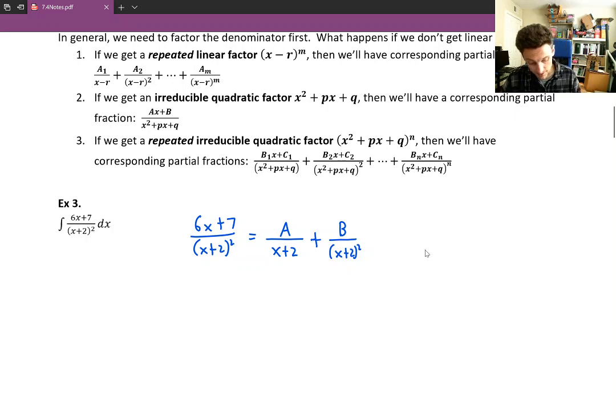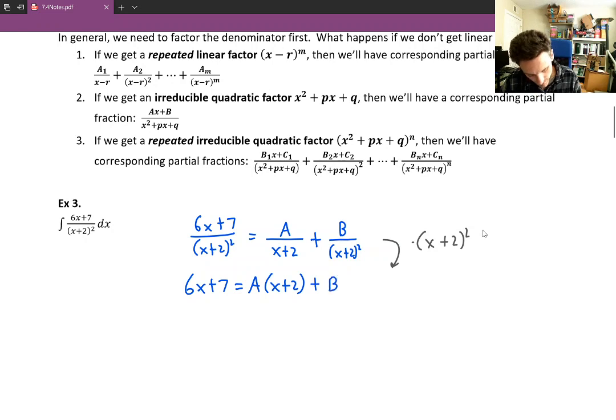All right, now the same kind of technique applies. First, we're going to clear the fractions by multiplying both sides by, in this case, (x + 2)^2. That clears out the little fractions and the big fraction on the left as well. And so we're left with 6x + 7 = A(x + 2) + B. One of the (x + 2)'s cancels, and you get one of them left, and then plus B with nothing left over.